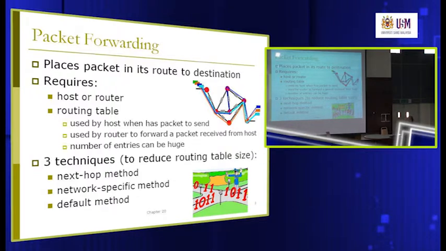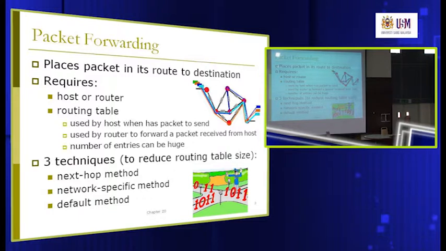So packet forwarding requires some kind of machine: a host or router. A host can be doing routing, or the router itself. So they require a machine, equipment, or device. The second thing is that it requires some kind of table, meaning that it will need to refer to something. When a packet reaches this particular router, it has to decide what to do. Shall I send it this way or this way or this way? How does it decide? It needs to refer to something.